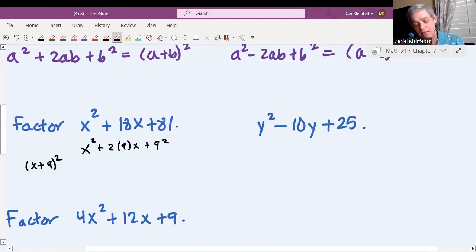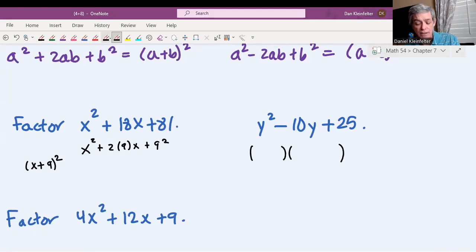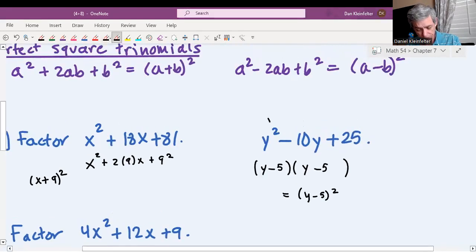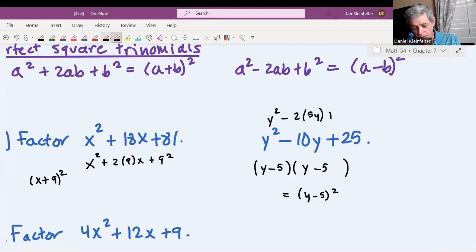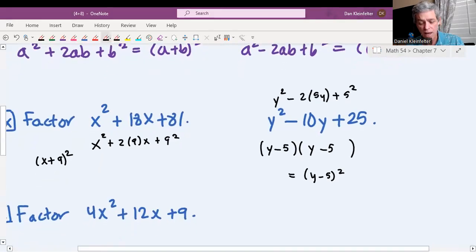Here we have y squared minus 10y plus 25. For this one, you could ask yourself, what are two numbers that multiply to 25 and add to negative 10? And pretty quickly, you're going to get negative 5 and negative 5. It's y minus 5 times y minus 5, or if you like, y minus 5 squared. So once again, we could observe the perfect square trinomial pattern. Look at this as y squared minus 2 times 5y plus 5 squared. And then once again, it follows the pattern.